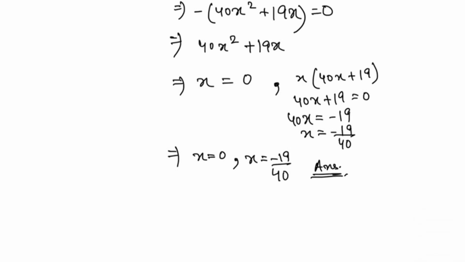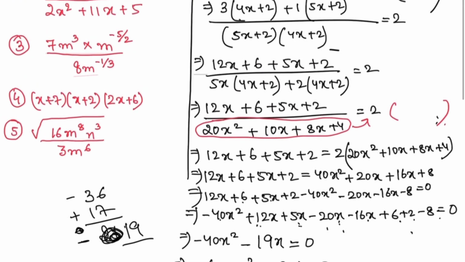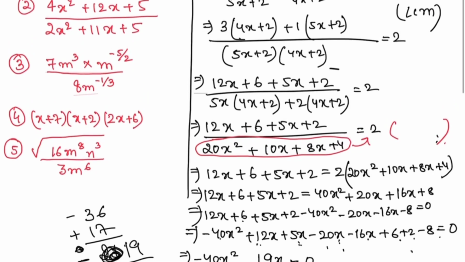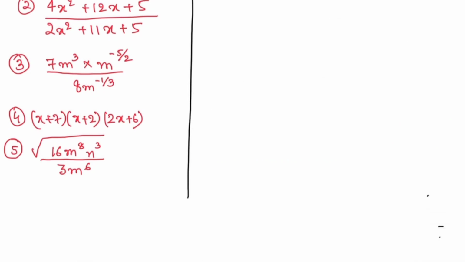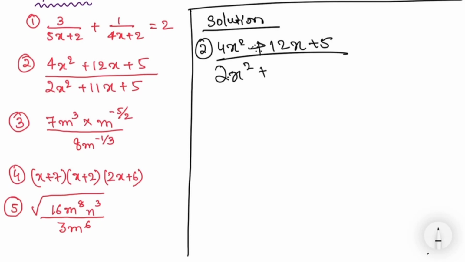So it requires a lot of steps, but all are very simple. If you go in a flow, you will be able to solve it. Okay, it's just a lengthy one. You have to concentrate, and even if you make a small mistake, your whole answer will be wrong. Okay, so this is it for the first one. Now let's move to the second one. So the question is 4x square plus 12x plus 5 over 2x square plus 11x plus 5.